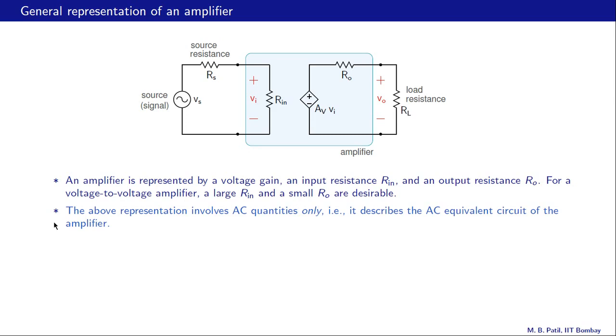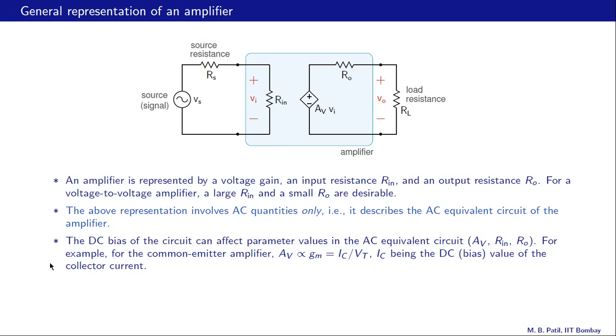Here is a very important point. The above representation involves AC or signal quantities only. That is, it describes the AC equivalent circuit of the amplifier. So all of these quantities, this voltage Vs, this voltage Vi, this AV times Vi, and this output voltage Vo, are all signal quantities or AC quantities. They are not the bias quantities.